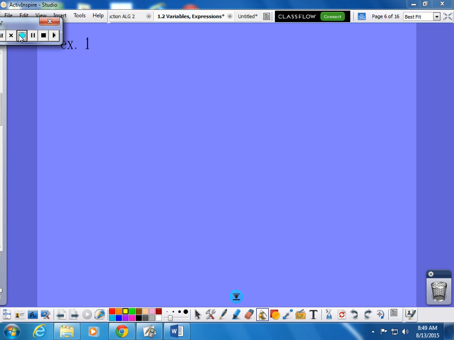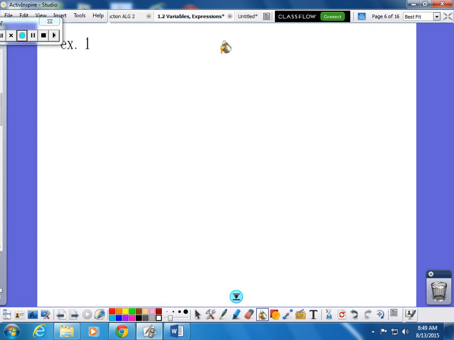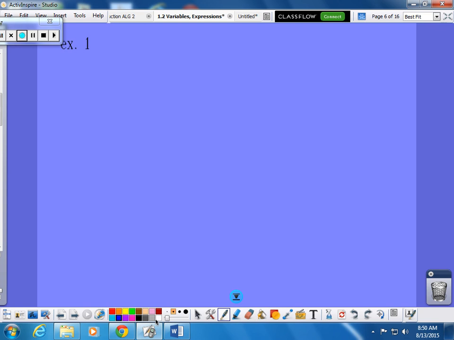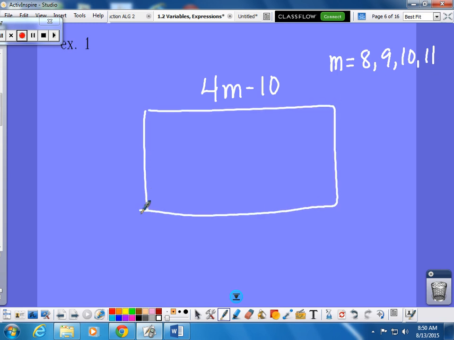So if my expression instead was 4m minus 10, and I asked you to make a table when m was 8, 9, 10, and 11, do that on your paper so that you can come up. So we're going to set up a table, and it can be vertical or horizontal.